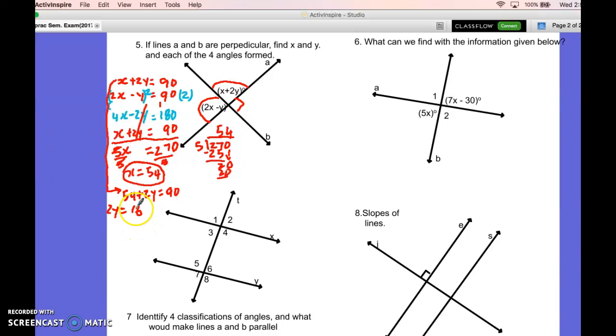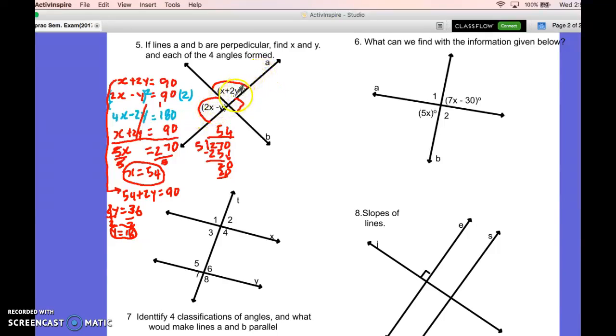Is it? Not quite. No, it's 26. Well, let me see. 90 take away 50 is going to be 40. And so this should be 36. Okay, you can check it. Divide by 2 now. And we get 2's canceling out, y is going to be equal to 18. Okay, so that's the way we do it when we have these being perpendicular.